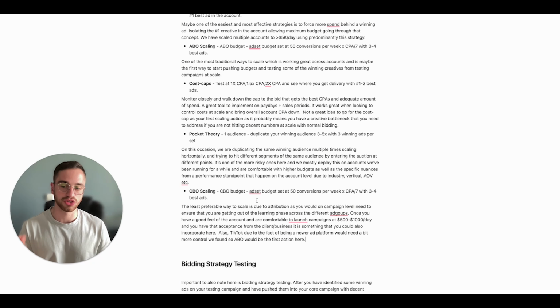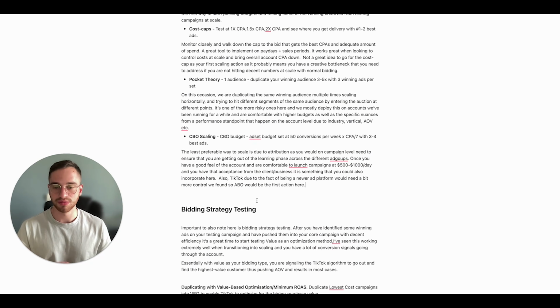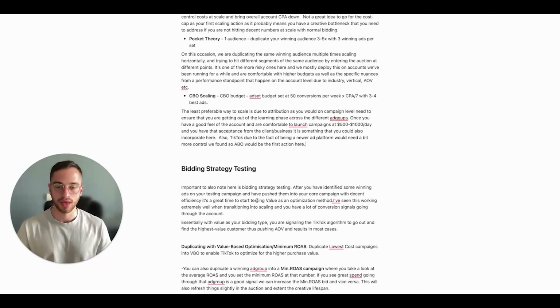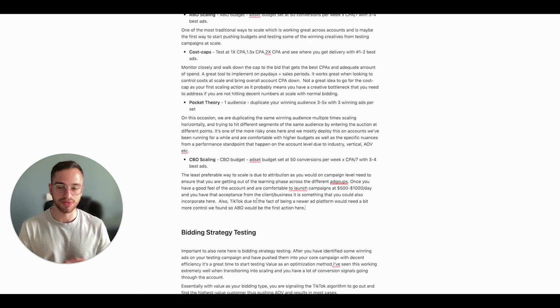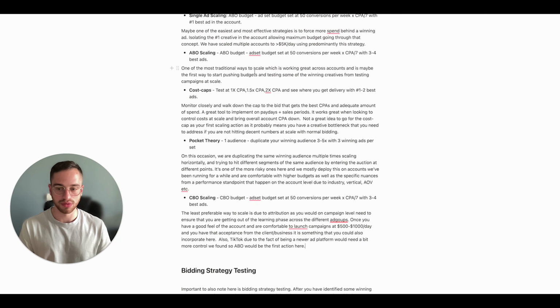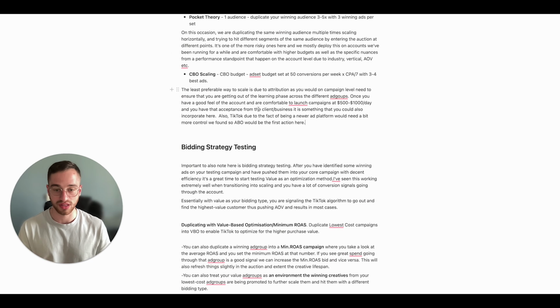So let me just touch on one more thing that I like to do, which is bidding strategy testing. Some things can be done in combination with other stuff, but it's very important to address because I do this all the time. After we have identified some winning ads and I push them into a core campaign, I like to duplicate the ad group into value. Value works very, very well, and TikTok really pushes that.